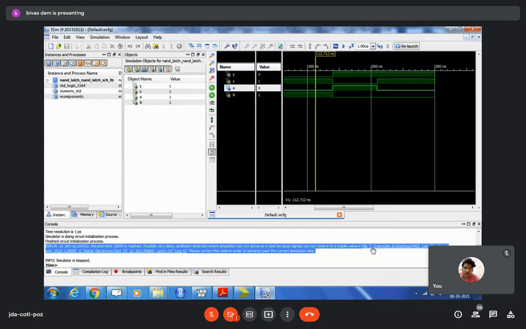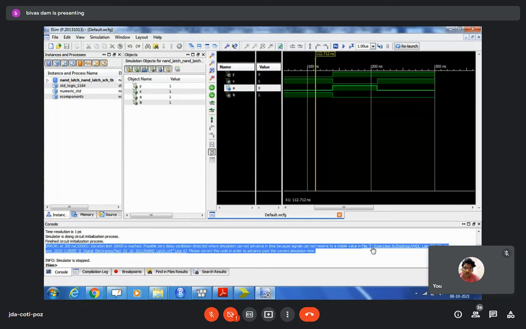That means beyond these 300 nanoseconds, it cannot proceed with the simulation because it has encountered a zero delay oscillation, an oscillatory nature, and the output X and Y values cannot be determined. So correcting this code means correcting the test bench or the actual circuit design code. You have to correct the code in order to advance past the current simulation time, which is 300 nanoseconds.